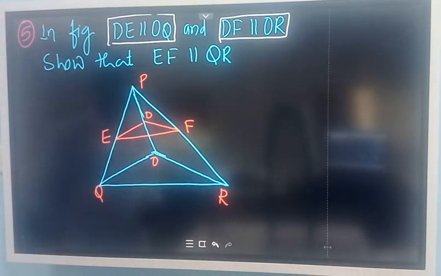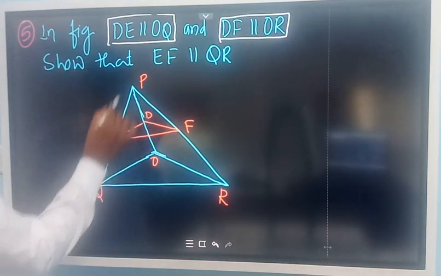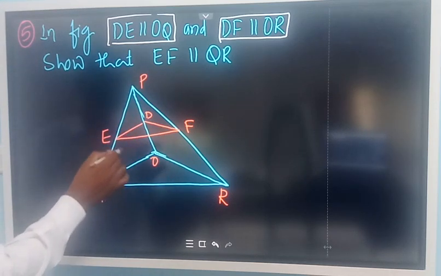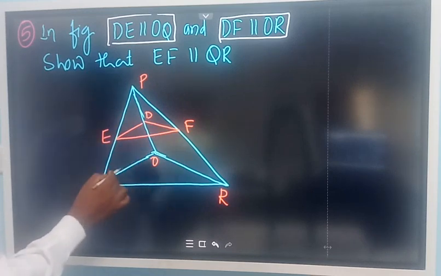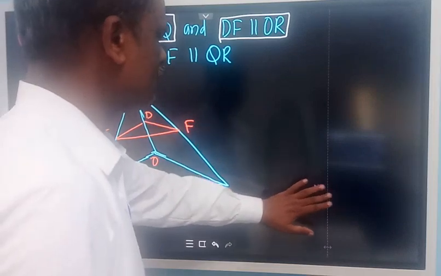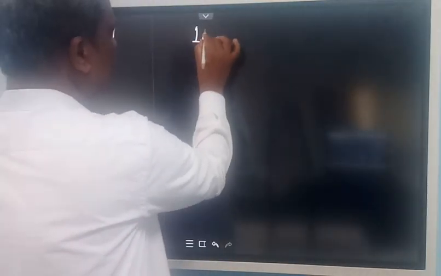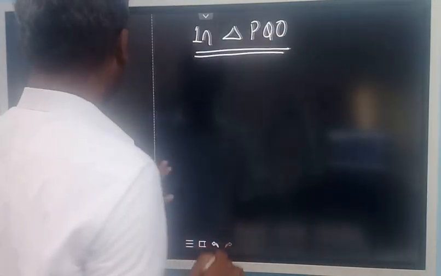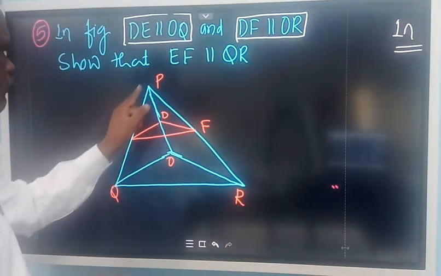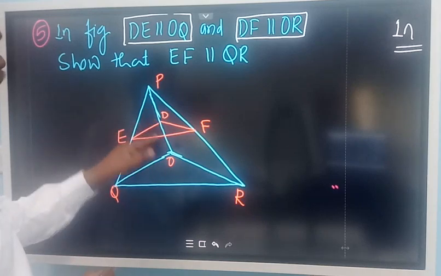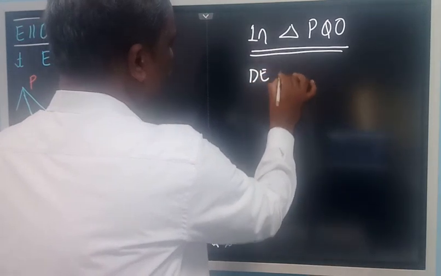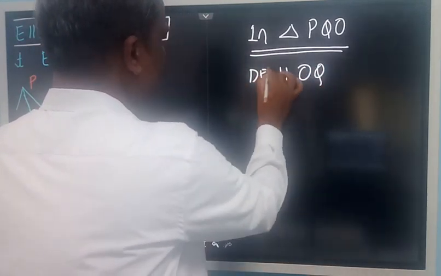So let us select a triangle. DE parallel to OQ is given, so we have to select the triangle containing this as a side. OQ is a side of triangle PQO. So let us select triangle PQO. In triangle PQO we have DE parallel to OQ. This is given.